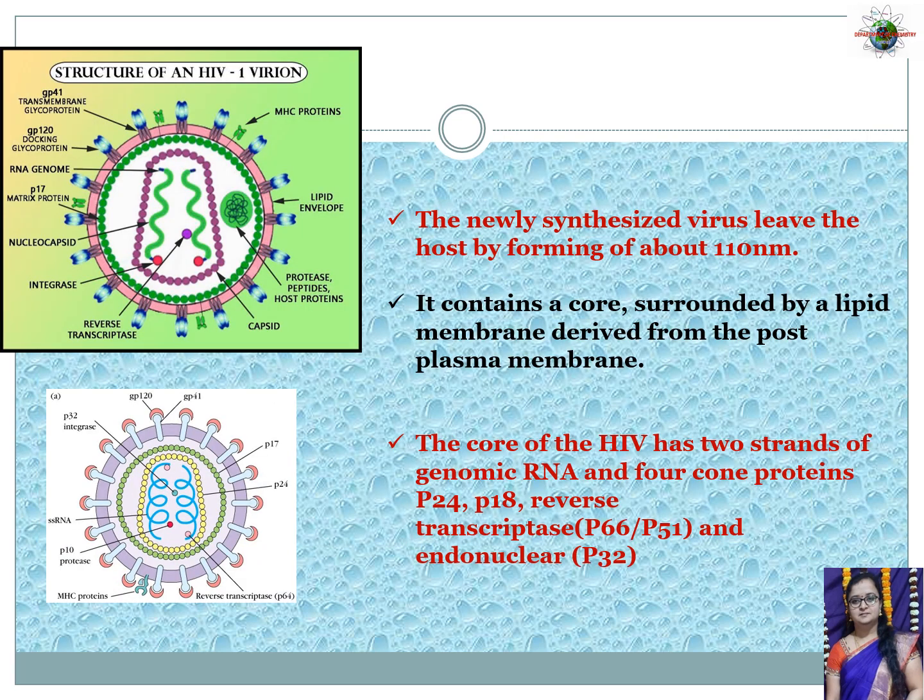The newly synthesized virus leaves the host by budding, forming a particle of about 110 nanometers. It contains a core surrounded by a lipid membrane derived from the host plasma membrane. The core of the HIV has 2 strands of genomic RNA and 4 core proteins: P24, P18, reverse transcriptase, and endonuclease P32. Here P means protein.